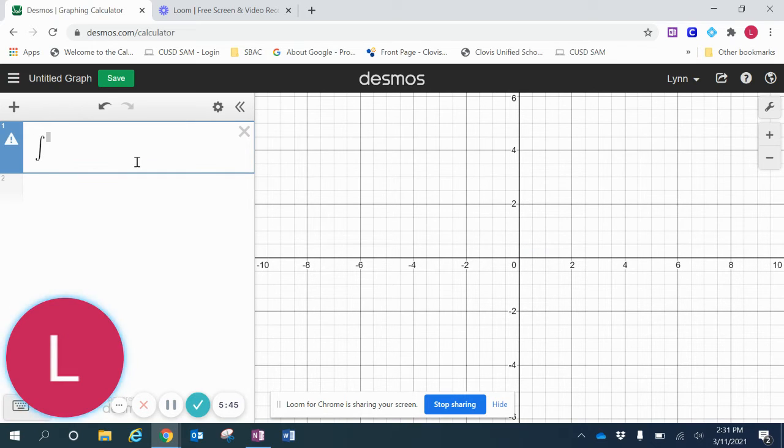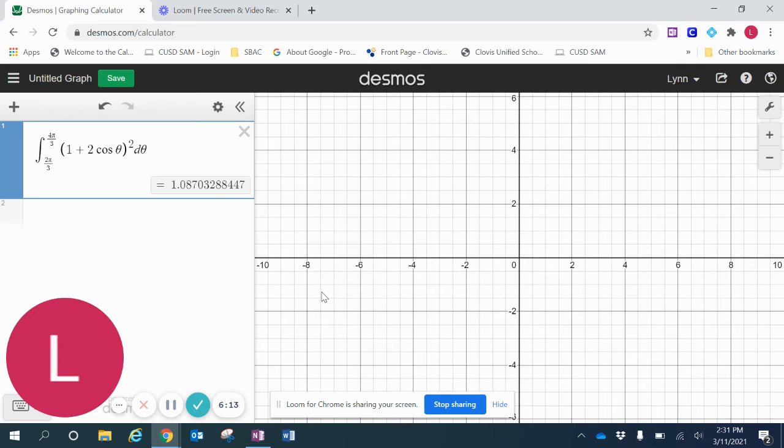So int, right, that gives me integration. And then we're going to go for my lower limit. So the lower limit was 2 pi over 3. And then our upper limit was 4 pi over 3. And then of our radius squared, and then with respect to theta. And so that gives us an area of 1.087.